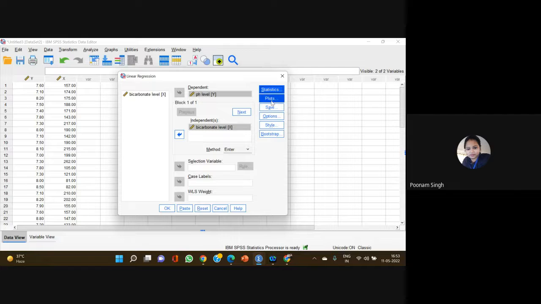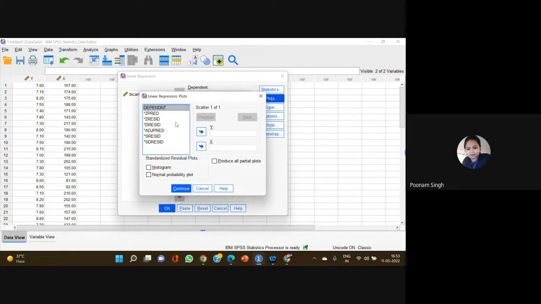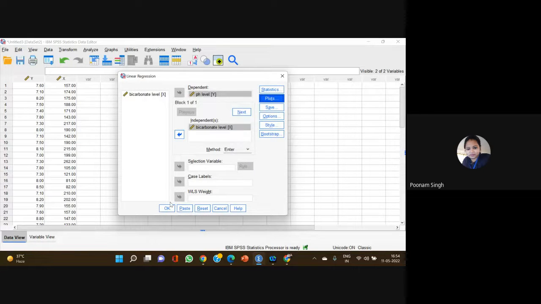Now we will go to the plots and move Z predicted to X and Z residual to Y. We want standardized residual plots, histogram and normal probability plot also, to check normality. Now we will click continue. Now okay.